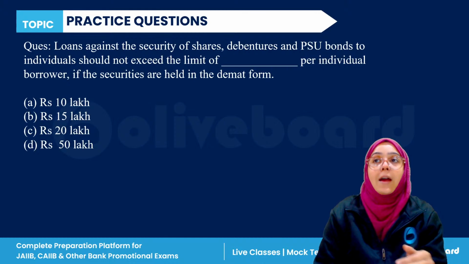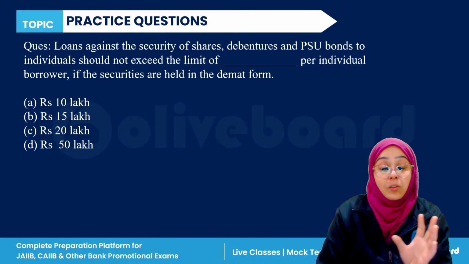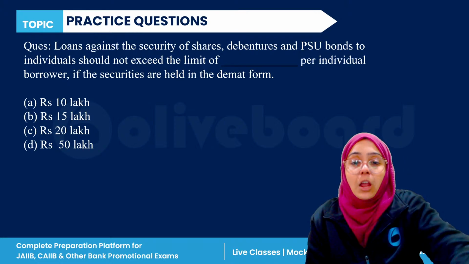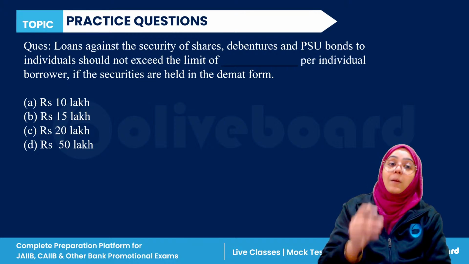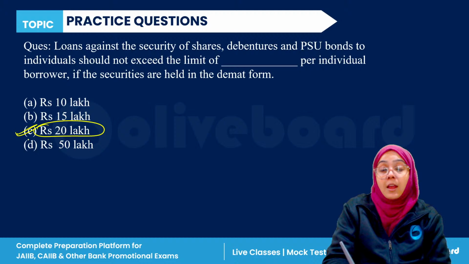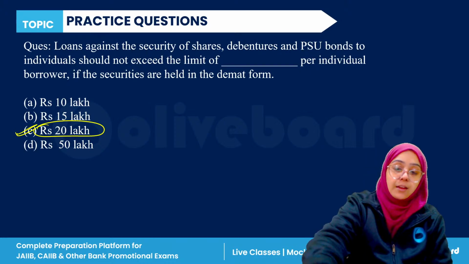Because when you are studying theory, you will relate to these questions. If we talk about the loan against the security, debenture, and public sector bonds shall not exceed the limit of rupees 20 lakh if the securities are held in the demand form. So C is the correct answer.